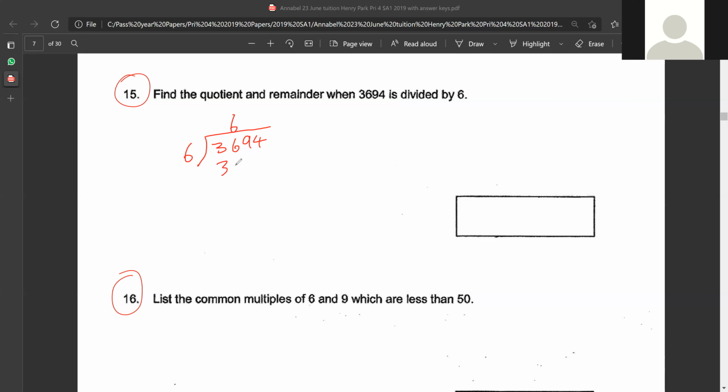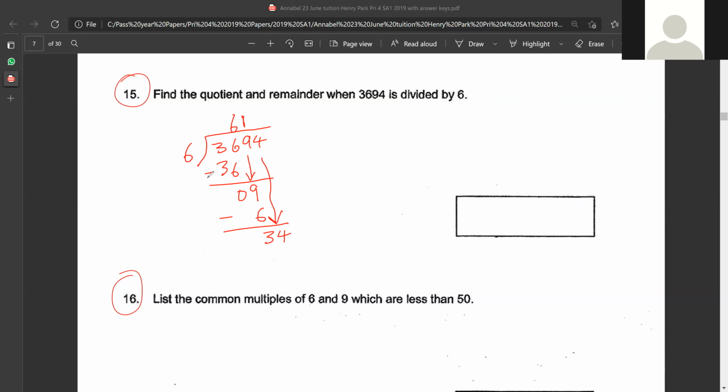Equals 6. All right. Then bring down the 9. Then put 0 on. Then put 1 on top. Then put 6 at the bottom. Then 9 minus 6 equals 3. Then bring down the 4 equals 34.